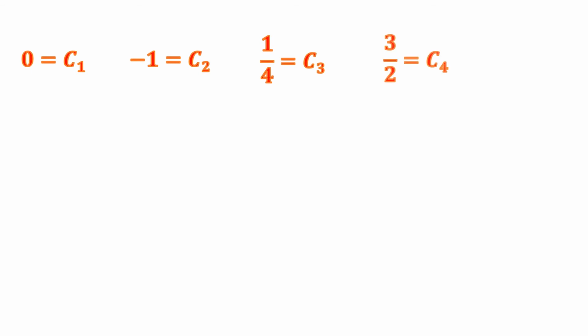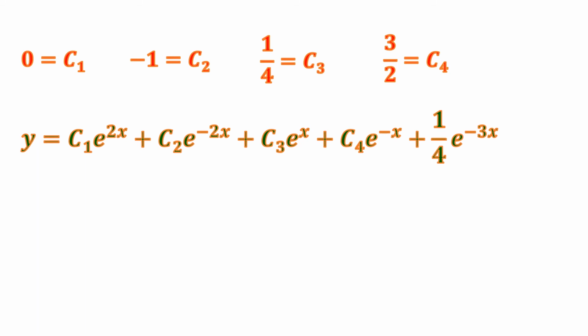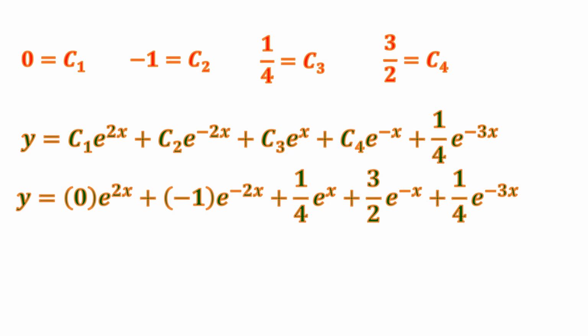So let us list all the values of the constants. We have C1 is 0, C2 is negative 1, C3 is 1/4, C4 is 3 halves. And we're gonna put it all in our general solution. So let's substitute. We have this now. We change all the C1 up to C4.